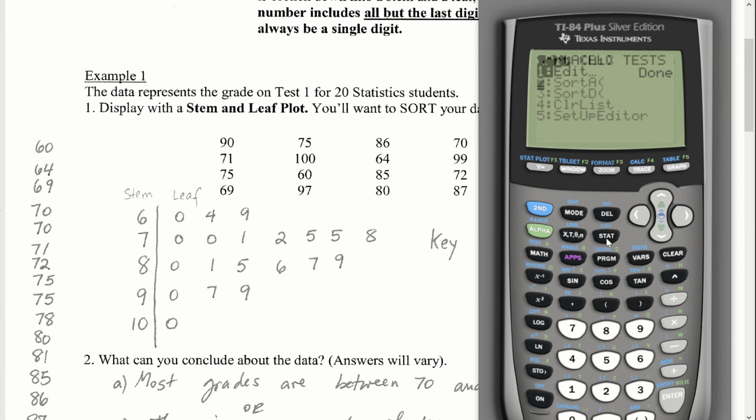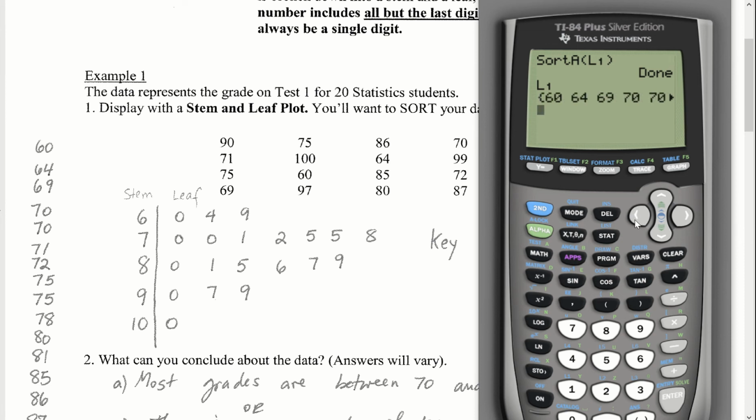You could either go back to the Edit menu, and now we see that all of those values are in there and sorted, or alternatively, if I go to the home screen, I can just put L1 on the home screen by hitting second 1 and then hit enter, and that will allow us to scroll from left to right, or vice versa.